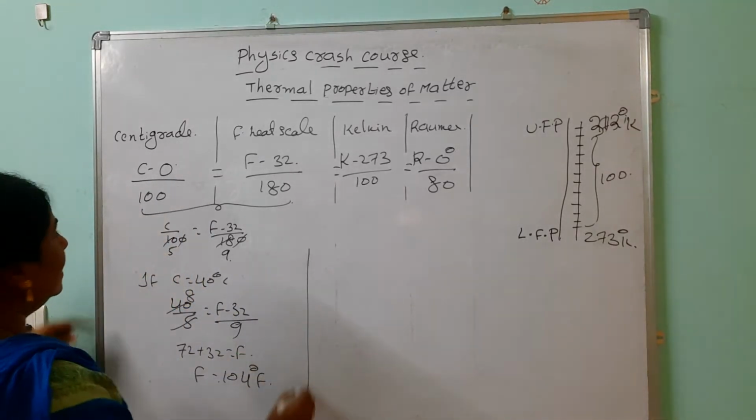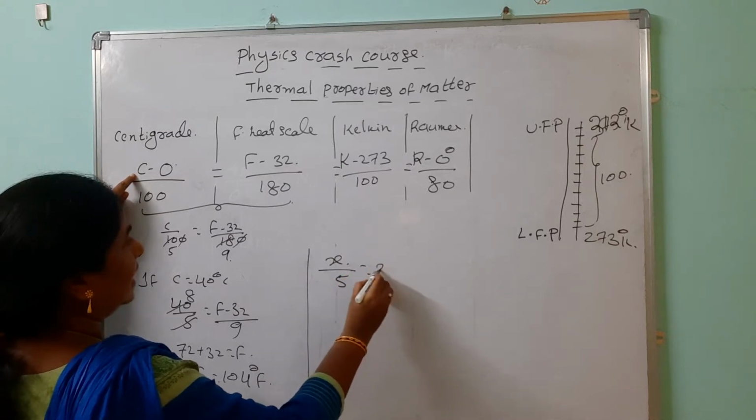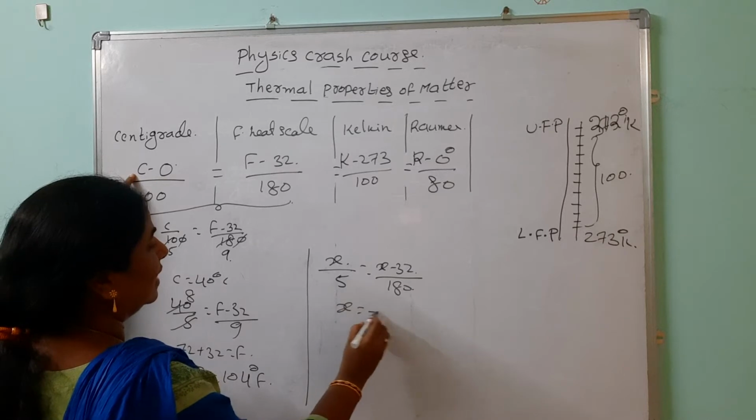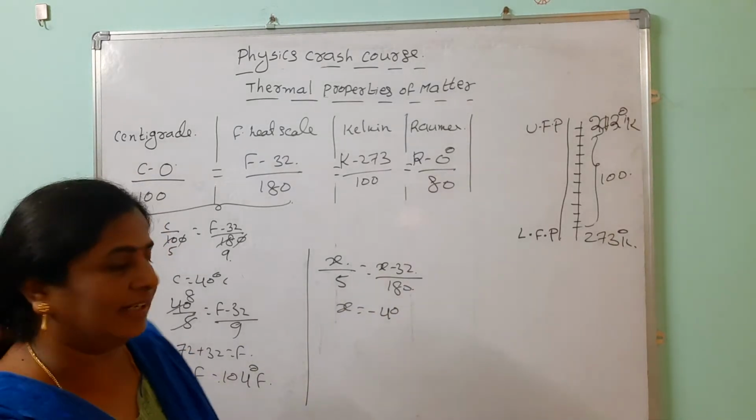Sometimes they ask a question: the same value on the centigrade scale and the Fahrenheit scale. What are we taking? Instead of C, we take x by 5, and here x minus 32 by 180. After simplification, you get x equals minus 40. You can say it in terms of F or in terms of centigrade.